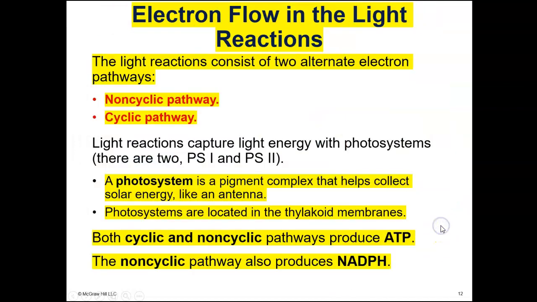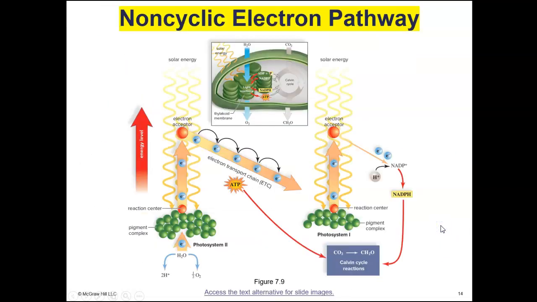Okay, so now we're going to review the non-cyclic electron pathway for the light reactions. There's a non-cyclic pathway for the light reactions, and then there's a cyclic pathway. The non-cyclic pathway begins with photosystem 2, and everything that we're looking at here on this page, this illustration with photosystem 2 and photosystem 1, and these electron acceptor molecules, these are all part of the thylakoid membrane. So the non-cyclic pathway begins with photosystem 2.